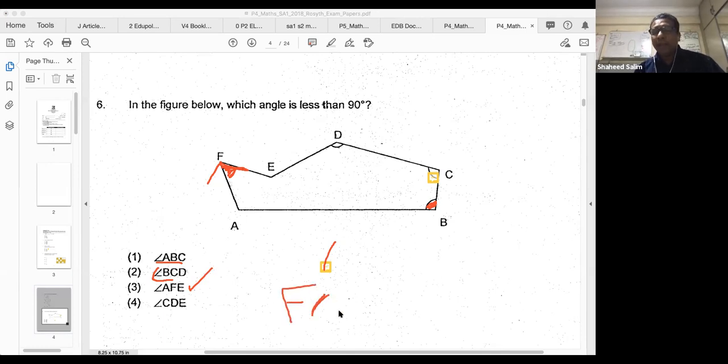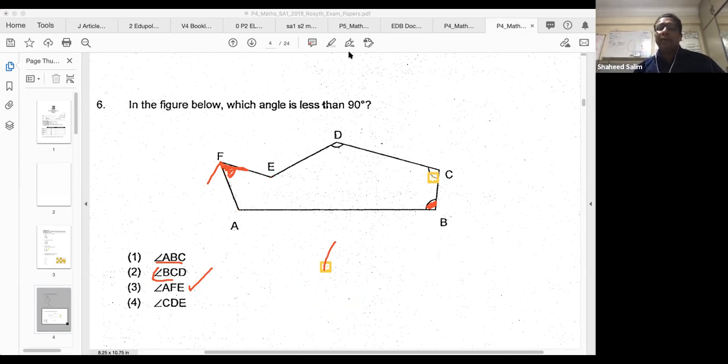If you say FAE, remember, it's always the center letter that is the angle. The center letter is A. FAE, no such thing as the angle FAE lah. FAE is F to A to E. There's no such angle. Hey, don't create your own angle. Who's that telling me it's FAE?